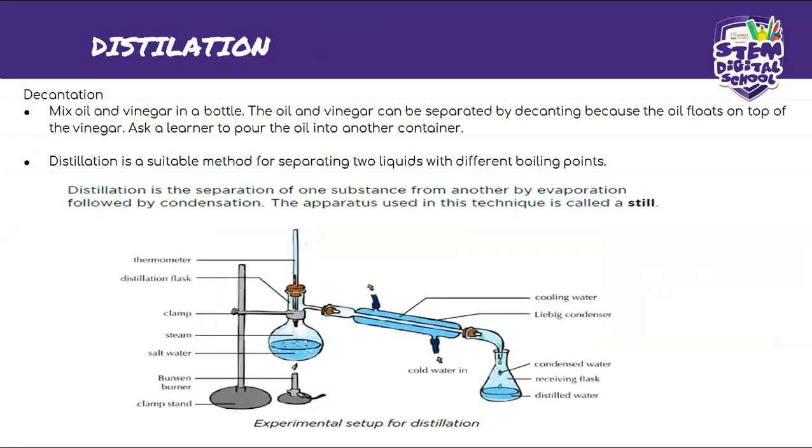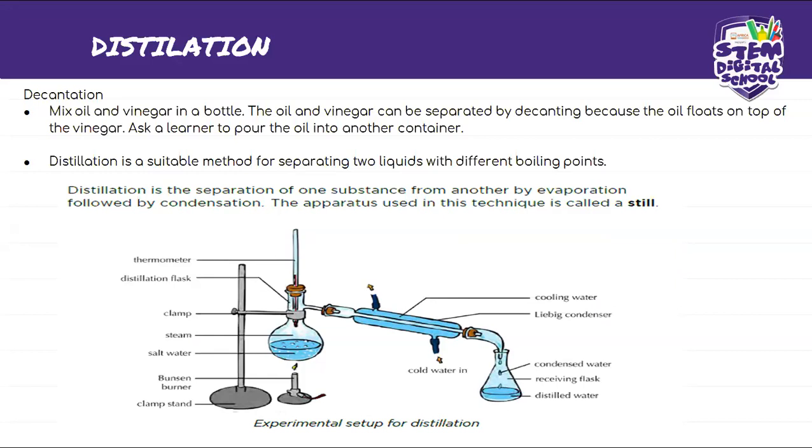All right, now we also have decantation. Decantation simply talks about when you have mixed oil and vinegar in a bottle. The oil and vinegar can be separated by decanting because the oil floats on top of the vinegar. Okay, now let's look at distillation. Distillation is a suitable method for separating two liquids with different boiling points. So distillation is the separation of one substance from another by evaporation followed by condensation.